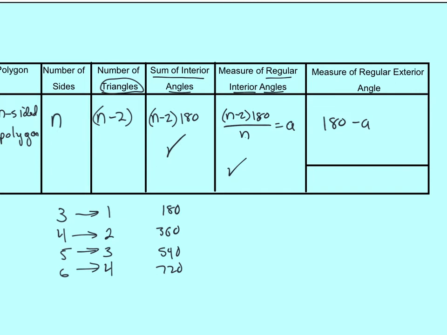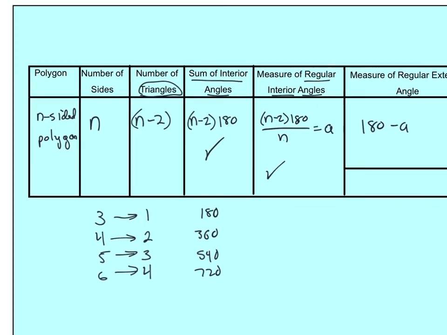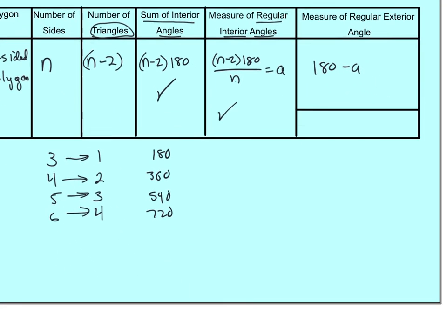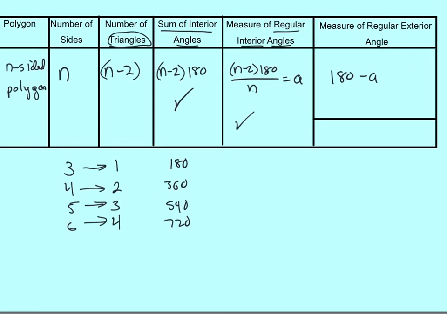And one thing that I want you to notice, which I didn't really mention very much as we were going through this, but I do want to mention it now. The sum total of all exterior angles is always going to be 360 degrees. No matter what shape, it's always going to be 360 degrees.